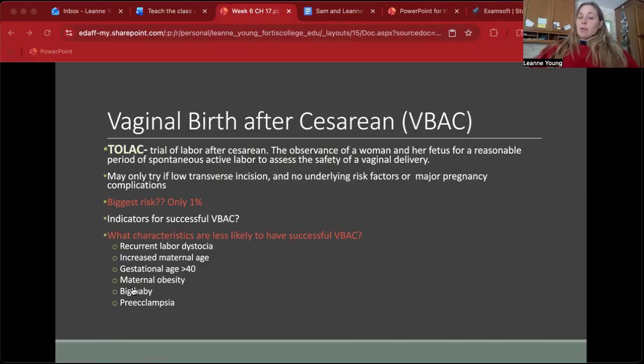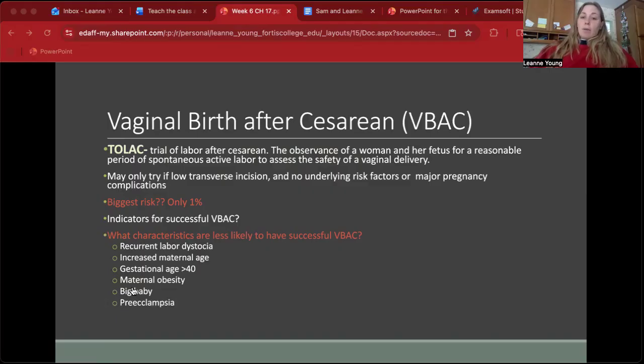What is our biggest risk with a VBAC? Uterine rupture is the biggest risk. Okay. And that's because we have that scar tissue that's built up on that uterus. So with the contractions, we run the risk of rupturing because of that scar tissue. If that scar tissue is not going to stretch, it's not going to form around baby, it's not going to handle those contractions, we run the risk of a rupture.